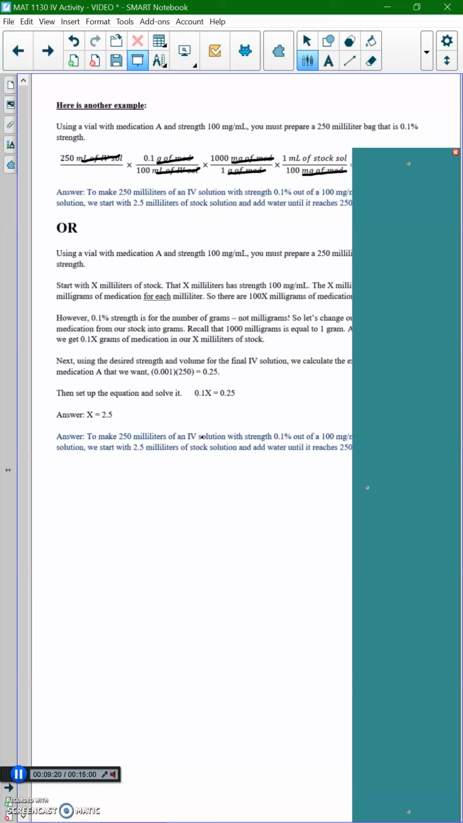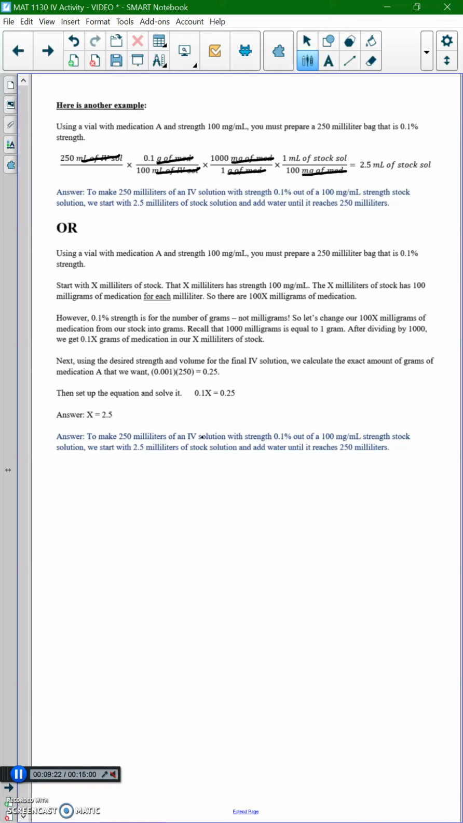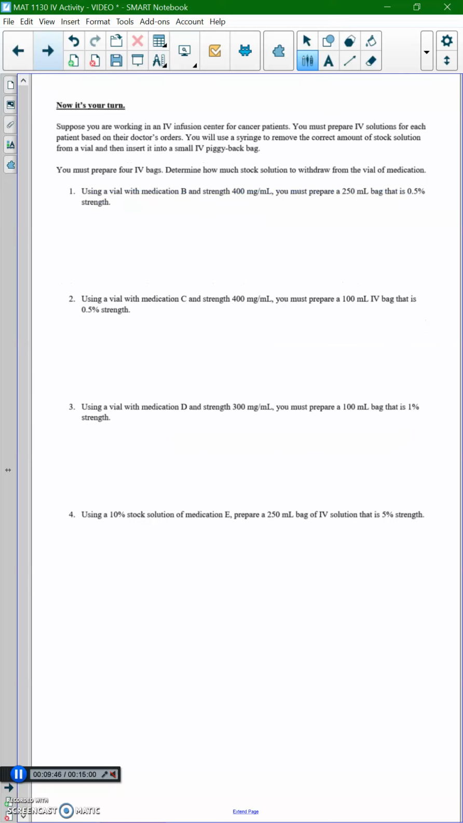And so if we go ahead and do our math here, we get an answer of 2.5 milliliters of stock solution is what is needed to prepare this 250 milliliter IV bag at a strength of 0.1%. Once again, below here, guys, you have an alternative solution, an alternative method, rather than using dimensional analysis if you prefer that. But you should be ready to go and prepare some of your own IV bags now.